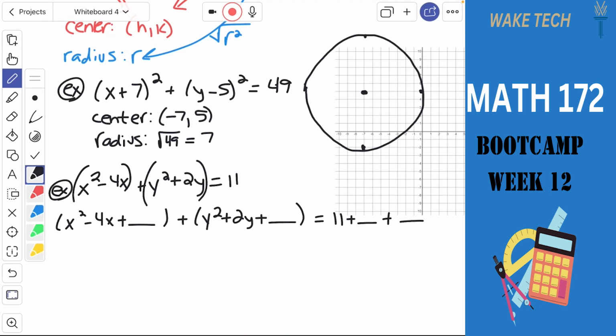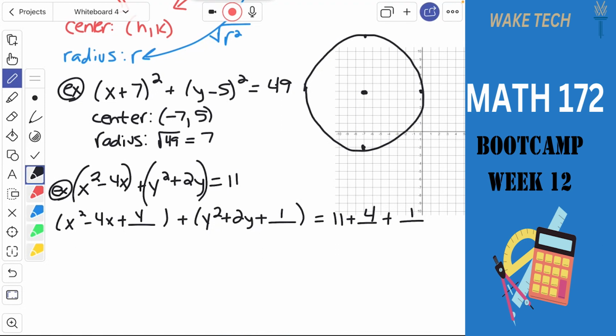How we find the new terms to add is by looking at the middle coefficient for each group. In the case of the x's, the middle coefficient is -4. We take half of it and square it. Half of -4 is -2, and -2 squared is +4. For the y's, we repeat that process. Half of 2 is 1. 1 squared is 1.